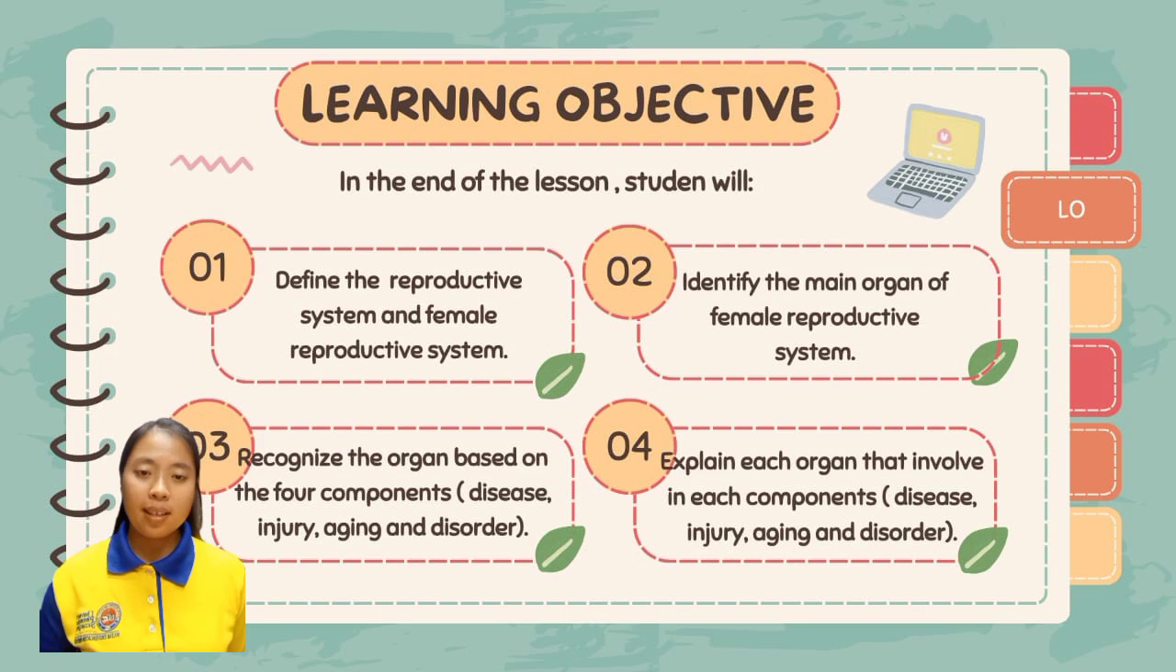At the end of the lesson, students will, number 1, define the reproductive system and female reproductive system. Number 2, identify the main organs of the female reproductive system. Number 3, recognize the organs based on the 4 components, that is, disease, aging, injury, and disorder. And the fourth one is explain each organ involved in its component, that is, disease, aging, injury, and disorder.